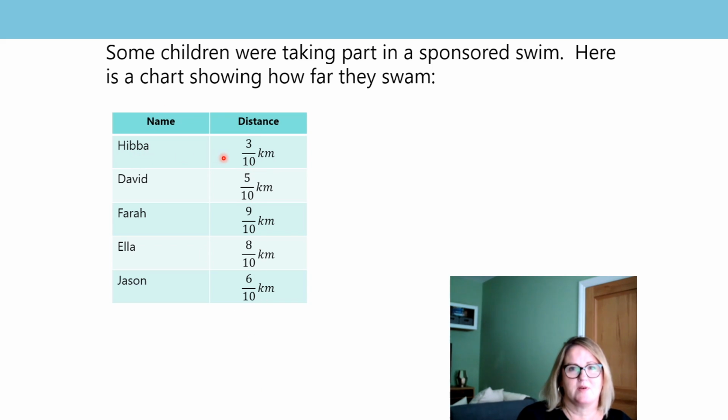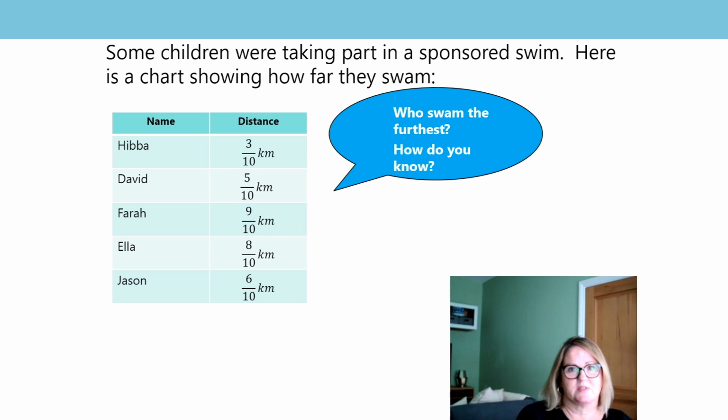Hiba, how far did she swim? 3/10 of a kilometre, that's right. David swam 5/10 of a kilometre. Farah swam 9/10 of a kilometre. Ella 8/10 of a kilometre, and Jason 6/10 of a kilometre. They all must be very good swimmers. Who swam the furthest though? How do you know? Are these in order? No, you're right, they're not in order, are they?